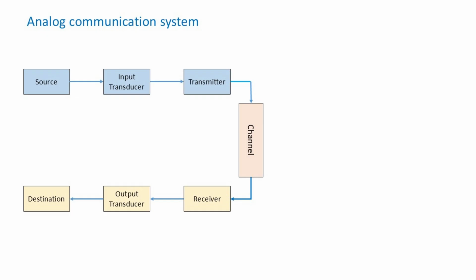Here is the basic block diagram of an analog communication system. From the information source all the way to the final destination, each block has an important role in transmitting the signal efficiently and accurately. Now, let's go through the system step by step.